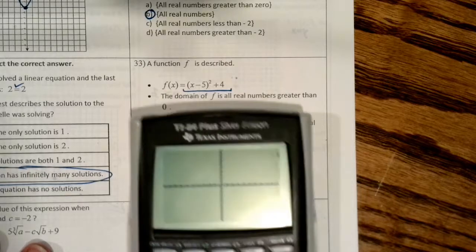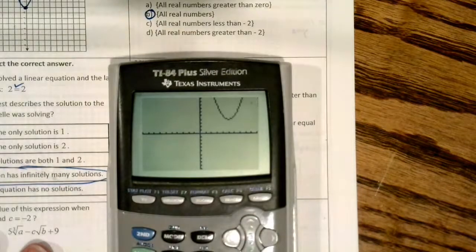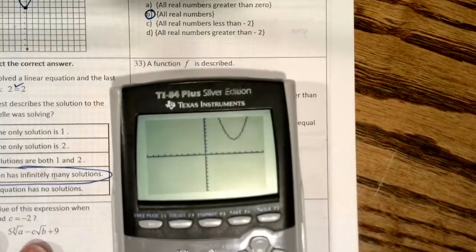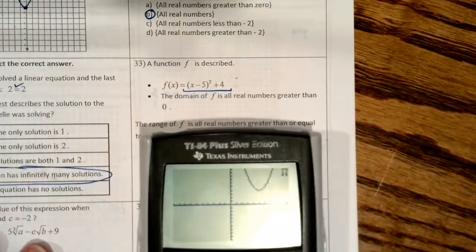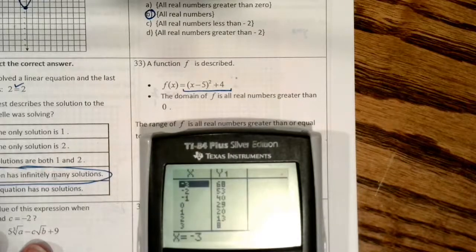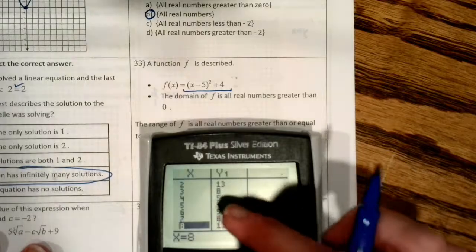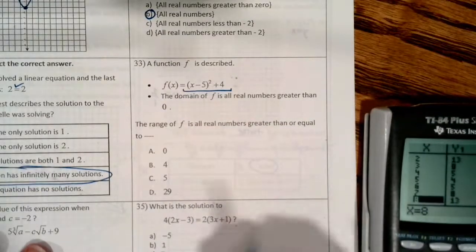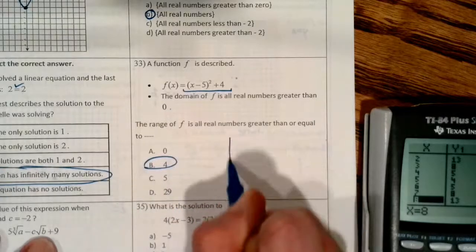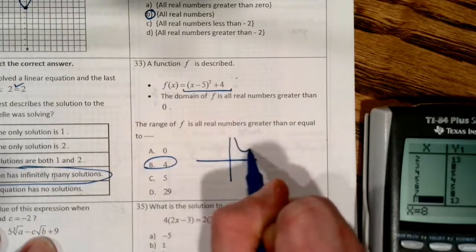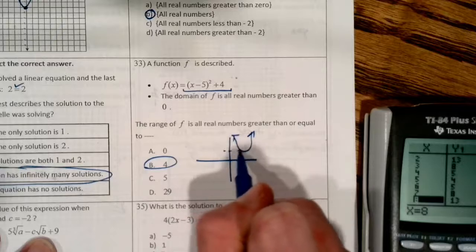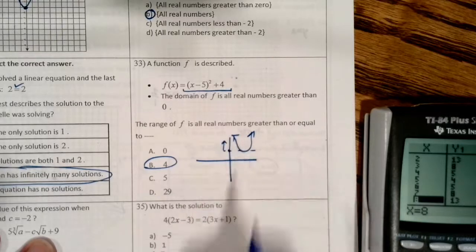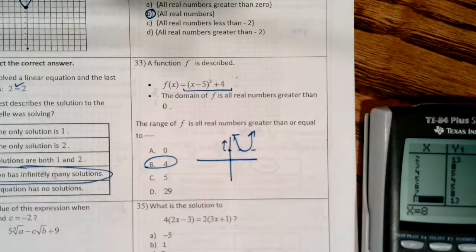Check it out. It's another one of these silly graphs that goes in a curve. When I look at my table of values, I notice all of my values are above 4. So the range of my values is greater than or equal to 4. This graph looks like this. So my range is going to be all the values that are bigger than that.